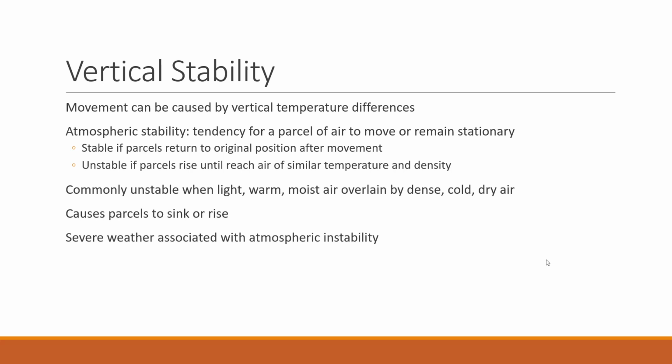We commonly have instability when light, warm, moist air is overlain by dense, cold air. So that moist air is wanting to move. So it will cause parcels to sink or rise. Severe weather is often associated with atmospheric instabilities.